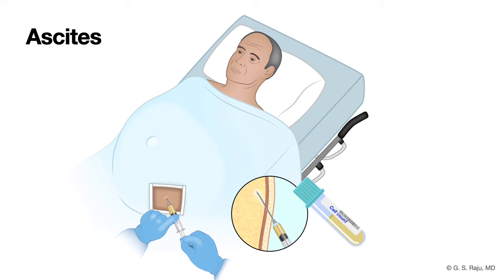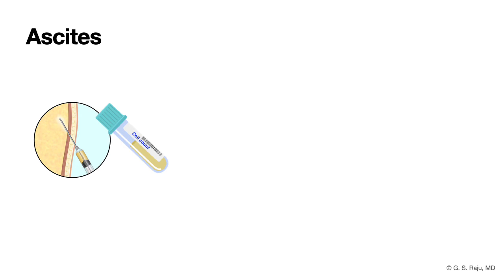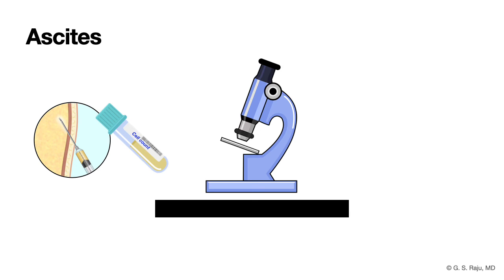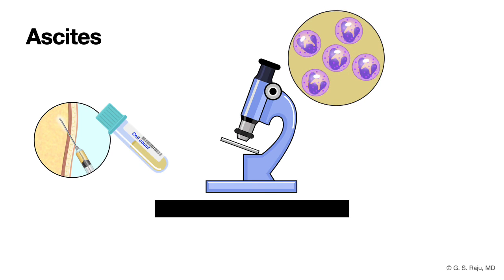Once you take the fluid, you send it for cell count, and the lab looks at it under the microscope and gives you a number of the polymorphonuclear cells. And if the count is above 250 per ml, then you diagnose spontaneous bacterial peritonitis or SBP.